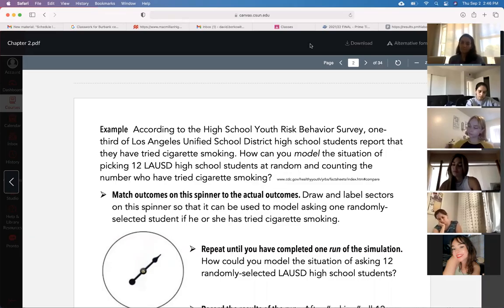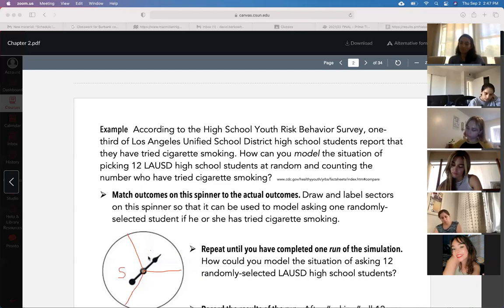Say something like, from here to here, and then here: smoking, non-smoking. So I've created a scenario where there's a 1 in 3 chance of landing on smoking. And then how many times do I flick the spinner? The 12 times. Every flick of a spinner is asking a kid, hey, do you smoke or do you not smoke? Make sense?